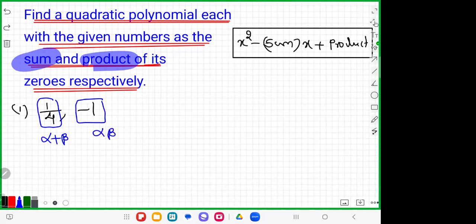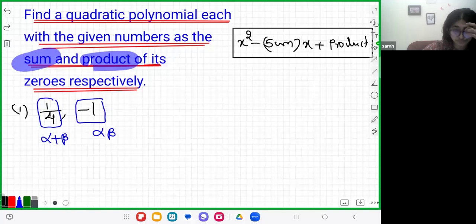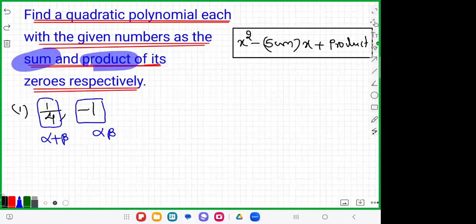Zara, is it audible? Yes, sir. Okay. Vaishnavi? Quadratic equation finish chapter. Hello. Not audible.